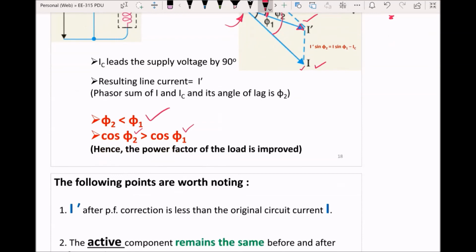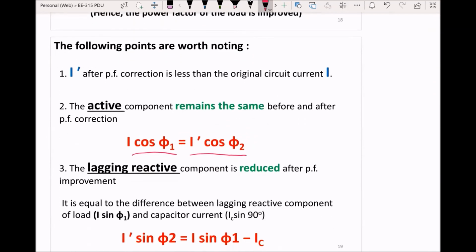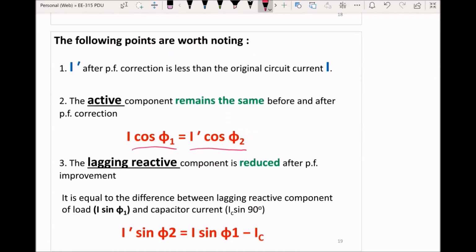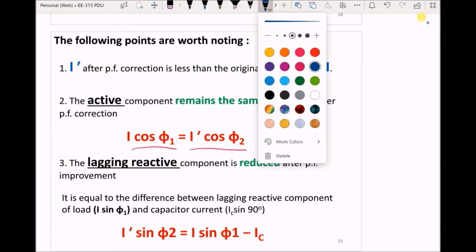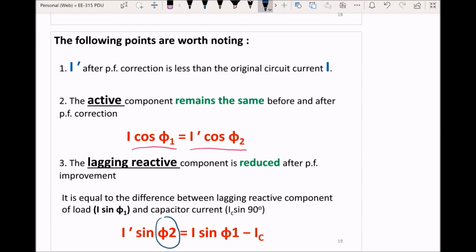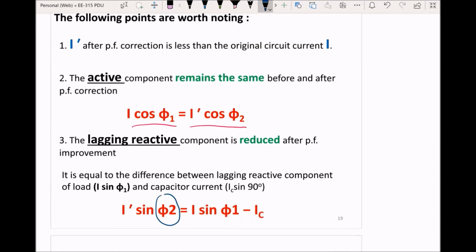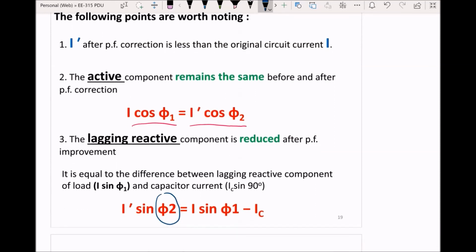As I just mentioned, the capacitor will only reduce the I sin phi, which is the y component, to some new angle, which is phi 2. So the improved reactive component can be calculated as I dash sin phi 2 equals I sin phi minus the capacitor current.